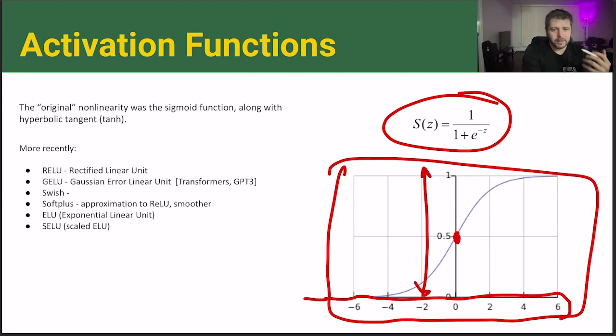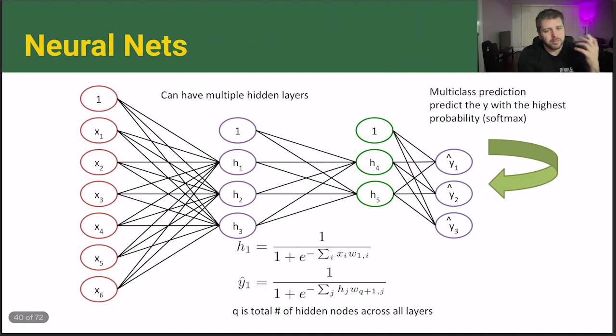But more recently, in modern machine learning, and especially in deep learning, we have ReLUs, or rectified linear units. We have Gaussian error linear units, which are used in transformers and specifically in the GPT-3 implementation. We have the Swish activation function, the softplus, which is an approximation to the ReLU, and also the exponential linear unit and the scaled exponential linear unit. So there are many different activation functions, but how they work is different depending on the task as well.